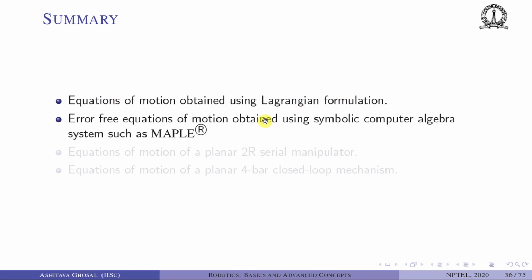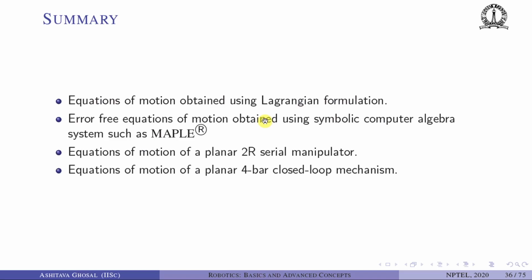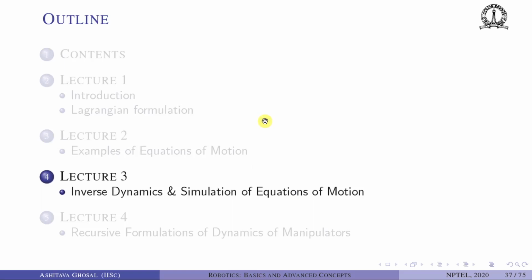So I showed you that the equation of motion of a planar 2R serial manipulator can be easily obtained. The equation of motion of a planar 4-bar mechanism, a closed-loop mechanism, can also be obtained. Of course, if you want spatial and multi-degree of freedom serial or parallel manipulator examples, it will take a lot of time. But the basic ideas are there in these two examples which I have chosen. In the next lecture, we'll look at what to do with these equations of motion. We will look at something called inverse dynamics and something called simulations of equations of motion.